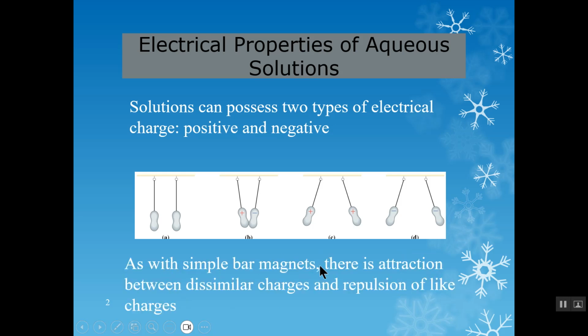As stated down here, the behavior of the charges is similar to the behavior of simple bar magnets. Bar magnets have two poles, the north and the south pole. If you try to bring like poles together, two south poles or two north poles, you'll find there's a repulsive force between them. However, if you bring a north and south pole close to each other, there'll be an attractive force. The magnetic forces between bar magnets are very similar to the electrical forces between charges.